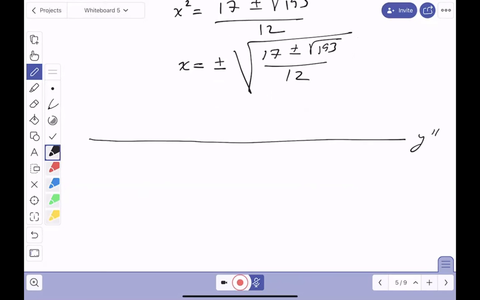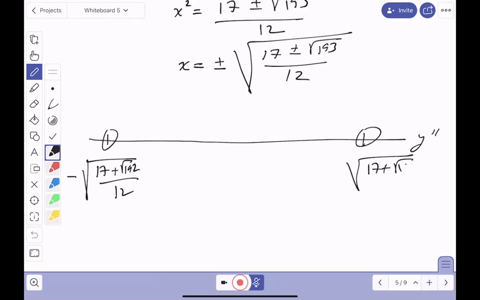All right. So what do we get here? What's the most negative number? It would be minus the root of 17 plus root 193 over 12. What's the most positive number? The root of 17 plus root 193 over 12. Now the numbers in the middle are going to be 2 of them. One is going to be minus the root of 17 minus root 193, oops, that's 193, over 12. I know this looks pretty scratchy to you.